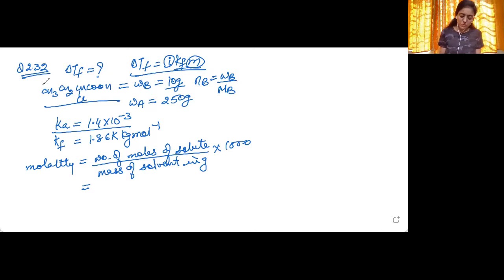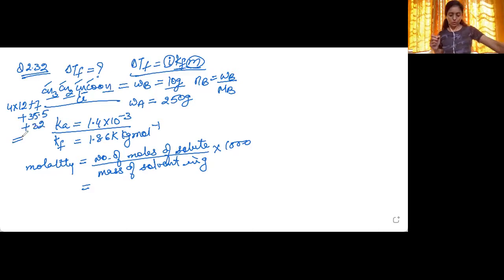The molar mass we can find out from the formula. Now what is the number of carbon atoms in it? 1, 2, 3, 4. 4 multiplied by 12, plus how many hydrogens are there? 3, 2, 5, then 1, 6, 7. Then 1 chlorine is there, 35.5, plus 2 oxygen atoms, 2 into 16, 32. So 4 into 12 is 48. Let us quickly calculate it. 48 plus 7 plus 35.5 plus 32. So it is coming out to be equal to 122.5. So this is the molar mass.